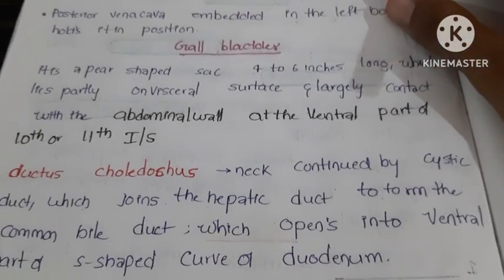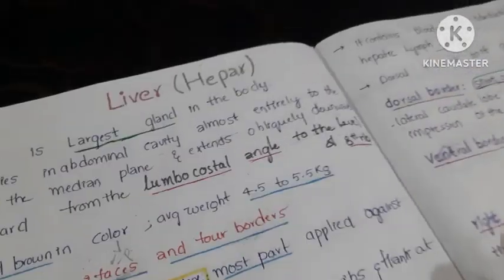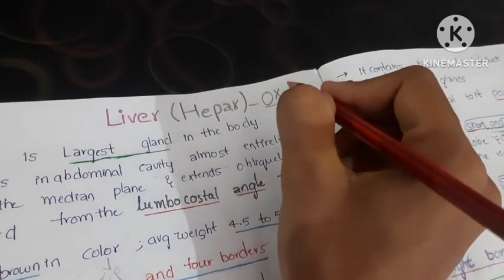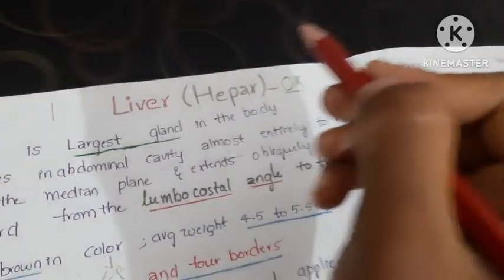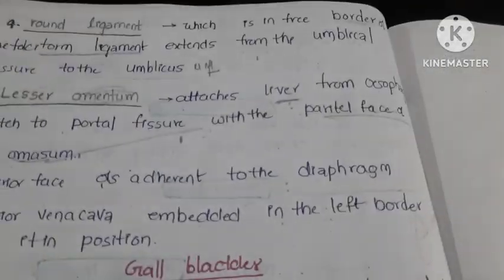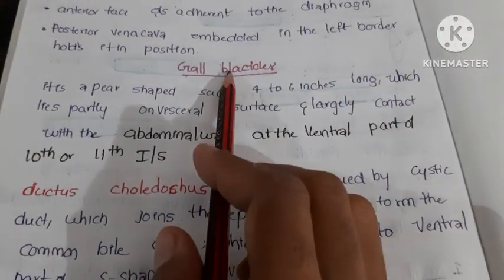And now we discuss the gallbladder. This liver is a question for the cattle, I mean ox, the bovine liver. It is a very important 8-mark question. And we discuss the gallbladder.